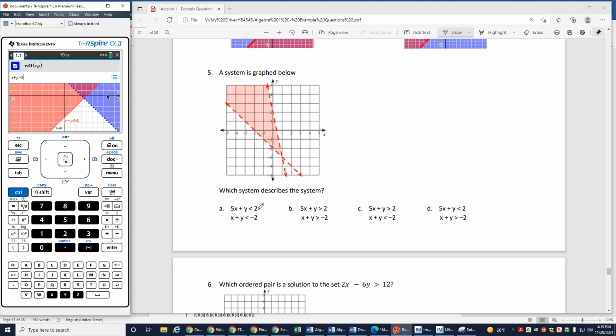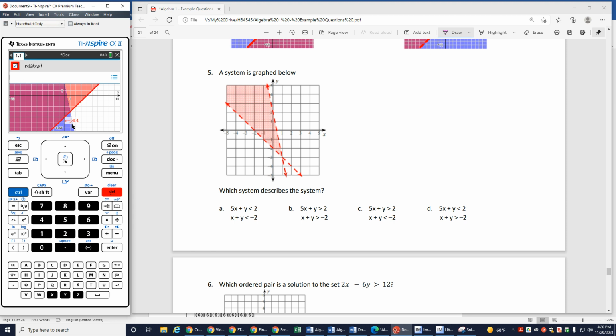5x plus y is less than 2. 5x plus y. Control, enter, less than 2. So that moved my blue one. So now I'm going to use the red one.